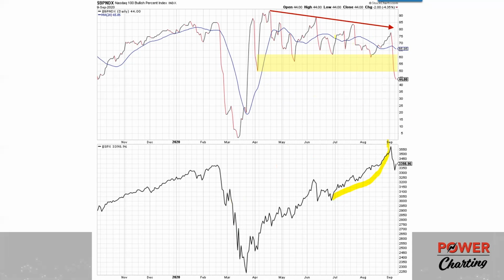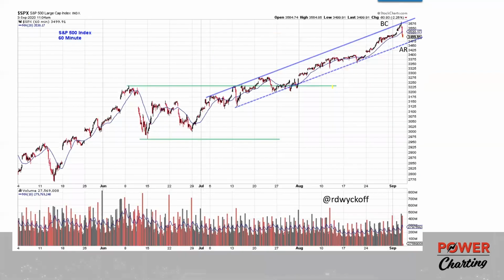And I had said that until it broke below that 55 to 50 level, you didn't really have a condition that you could call a vulnerable condition for the index to really break. Well, look where we are. We're now below 50, at 44. So this produces somewhat of a vulnerable environment for the NASDAQ 100.